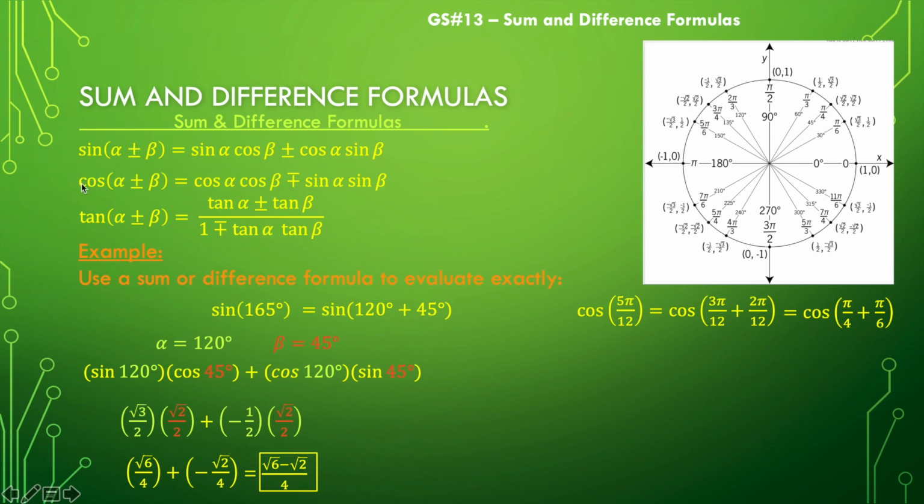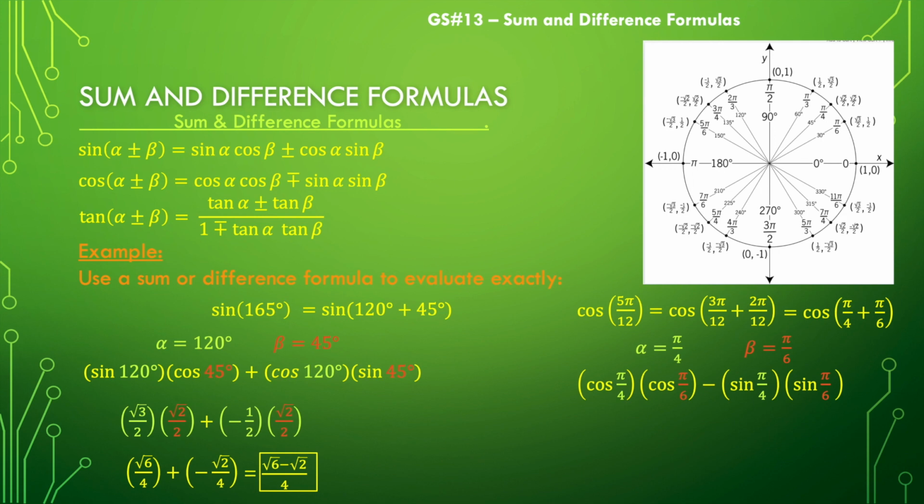So I'm thinking about this formula here, the cosine of alpha plus beta. So that's a sum, which means I'm going to take the top sign, which means here I'm going to use the minus. And alpha will be pi over 4, beta will be pi over 6. I'm going to go ahead and sub those into the formula. So I should get cosine of pi over 4 times the cosine of pi over 6 minus the sine of pi over 4 times the sine of pi over 6.